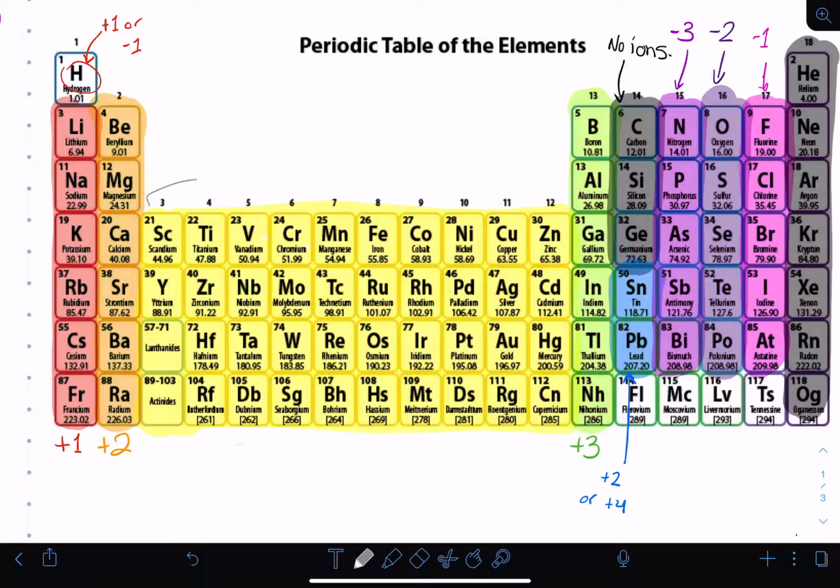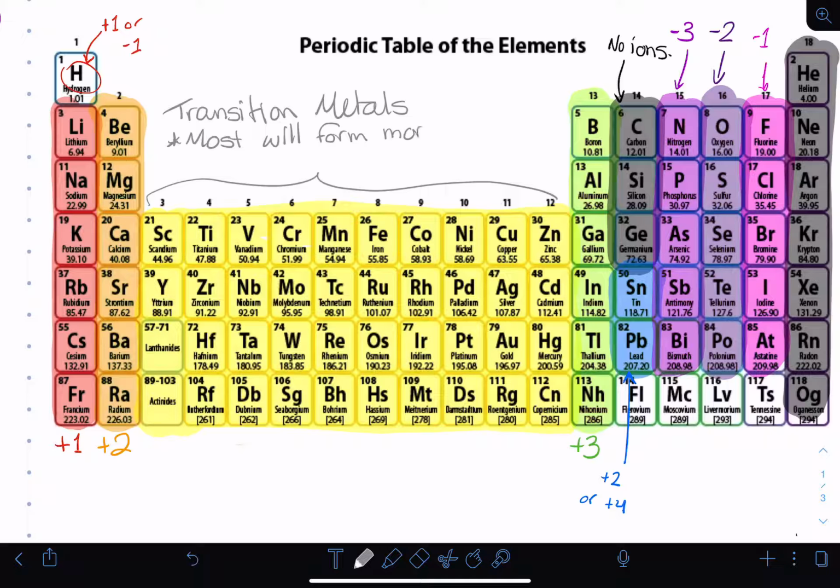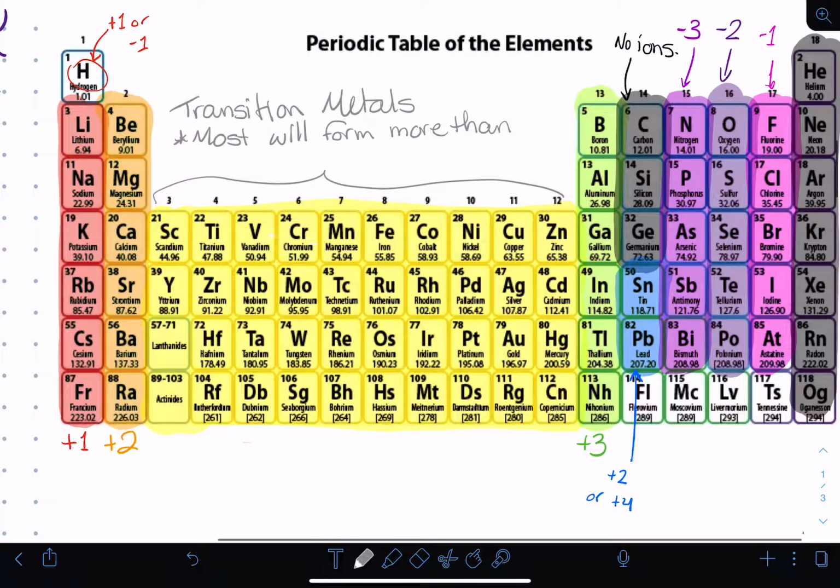The one exception is this area in the middle. So these are known as our transition metals. And most of them will form more than one possible charge. So these are the ones that we really can't predict what the charge is going to be without some additional information. So if we have the formula, we can figure out the charge, but we can't just figure out the formula without some other pieces of information.